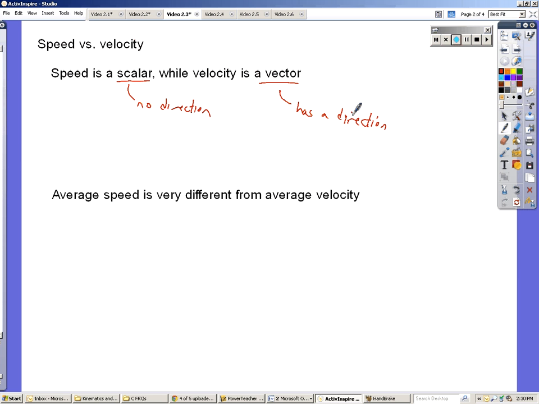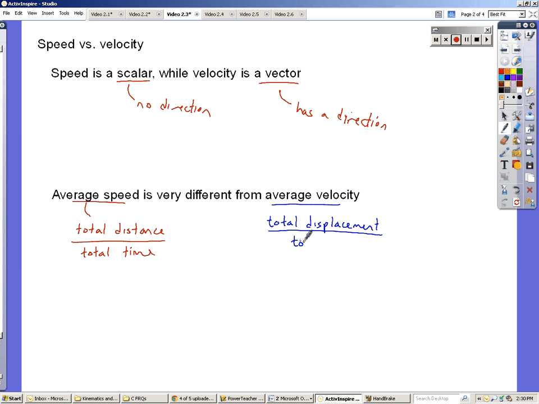That's normally not a terribly important distinction, but there is one important case, and that is when you're dealing with average speed versus average velocity. Average speed is the total distance traveled per unit time, while average velocity is the total displacement divided by the total time. And so it hinges on this difference between distance and displacement.